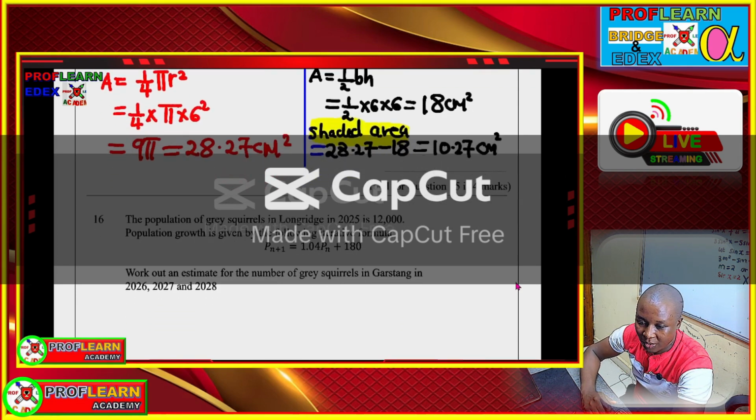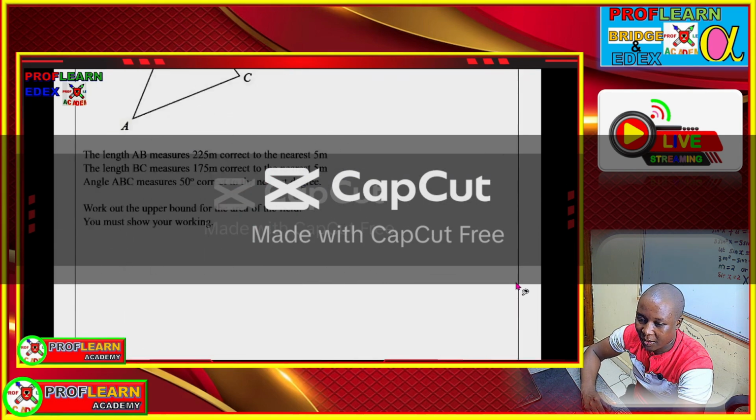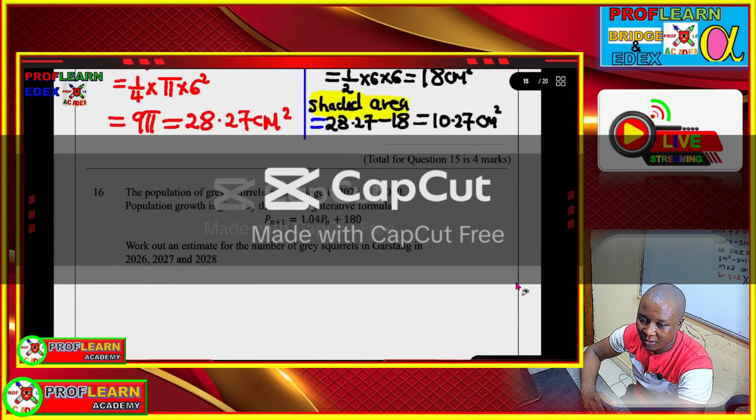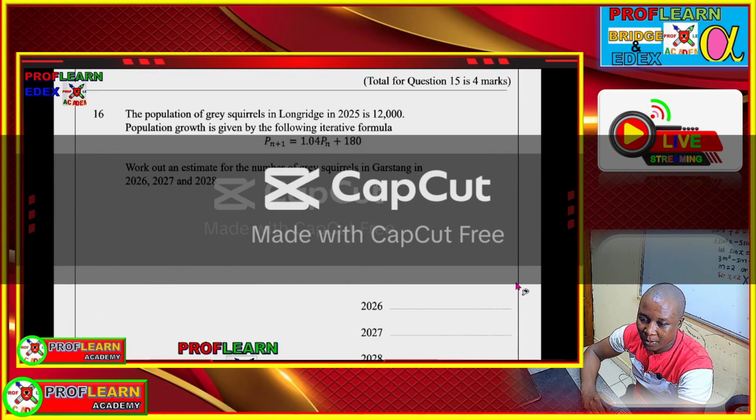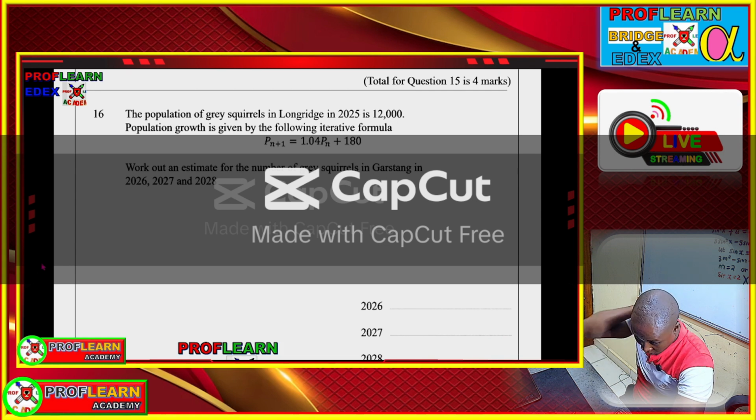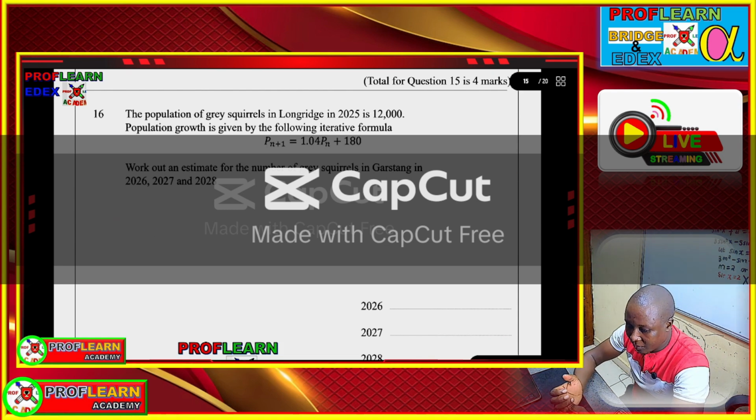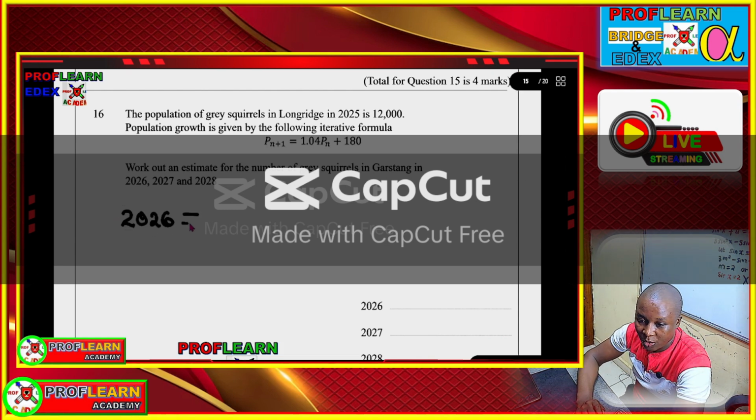So we are supposed to work out an estimate of the number of gray squirrels in the garden in 2026, 2027 and 2028. We are almost done. So we shall start by working out 2026, and to work out 2026 we shall substitute what was in 2025, which was 12,000. So 2026 is going to be 1.04.